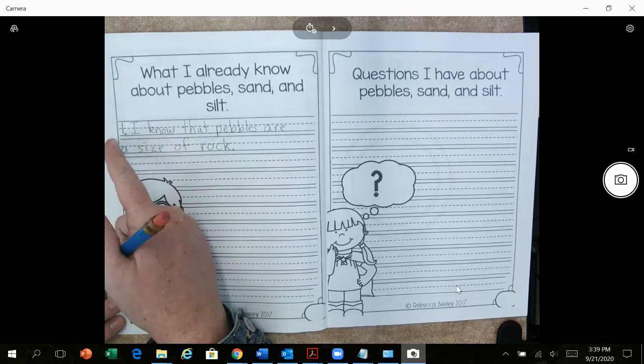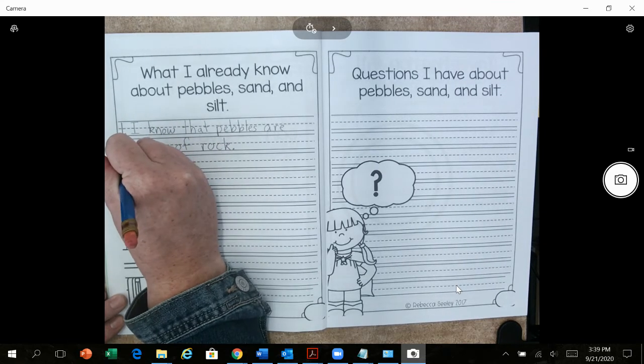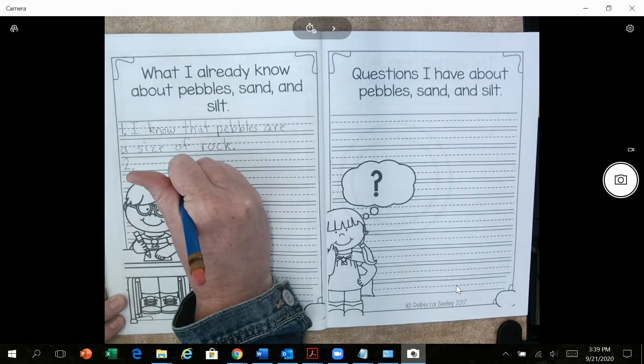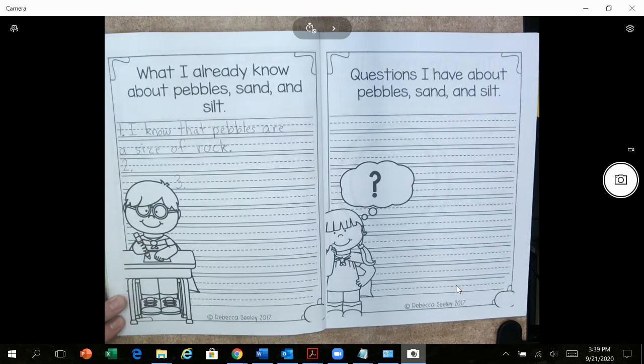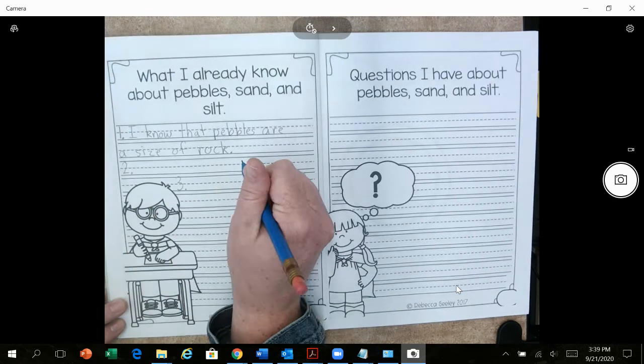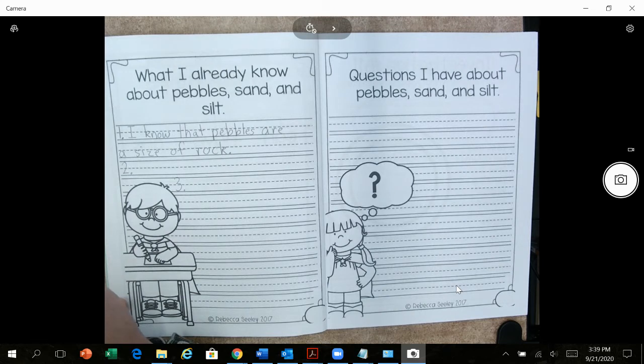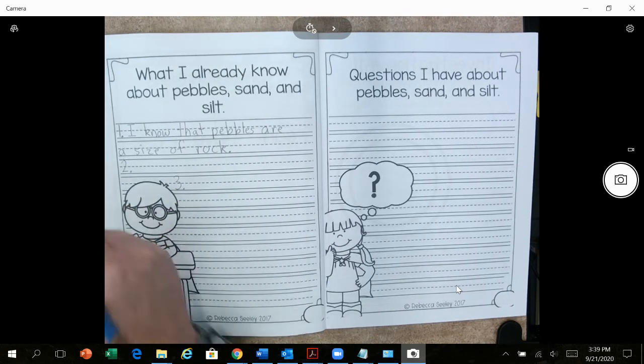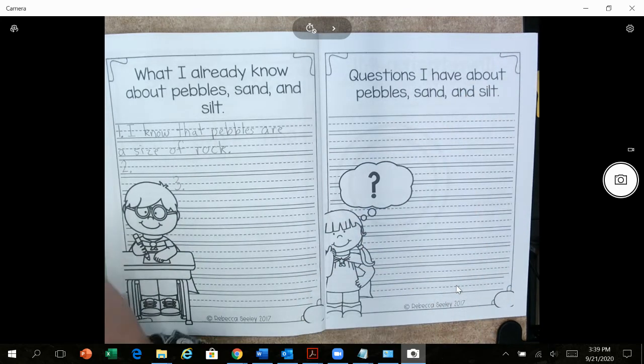I want you to write things that you know. So 1, 2, and 3. Your 1, 2s, and 3s might be in different spots. I want you to write the number right after you finish your first one. Then you can write a number 2 and then a number 3 when you're done with that. So I want you to write 3 things you already know about pebbles, sand, and silt. Then I want you to write 3 questions you have about pebbles, sand, and silt.